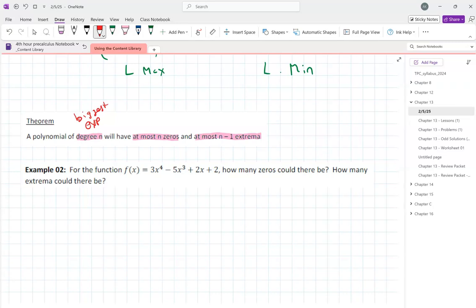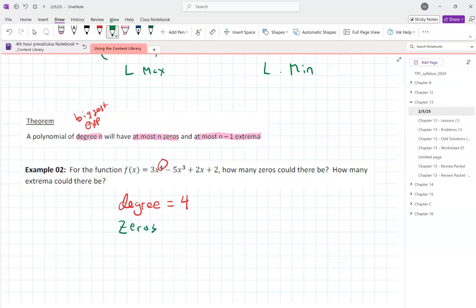All right. So for the function f of x equals 3x to the fourth minus 5x cubed plus 2x plus 2, how many zeros could there be? How many extrema could there be? Before I start, I want my degree for the polynomial f of x. What is the degree for this polynomial? 4, just the biggest exponent.